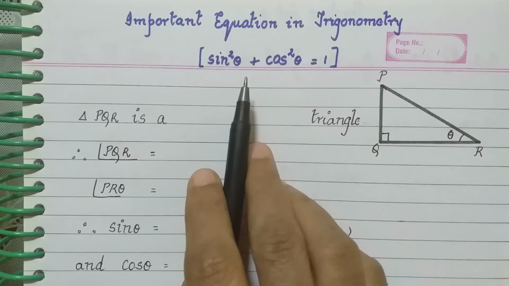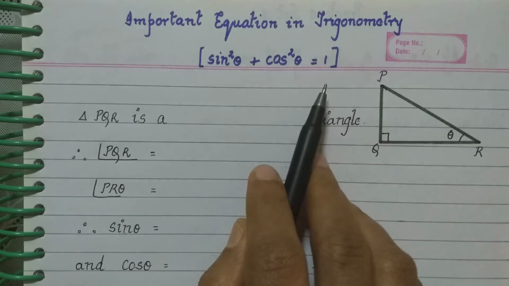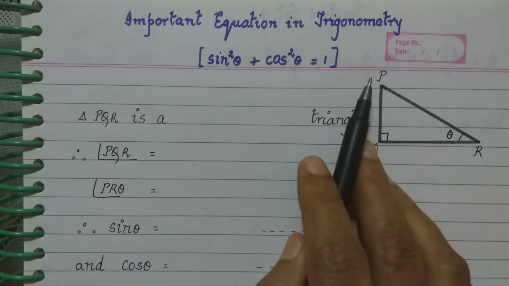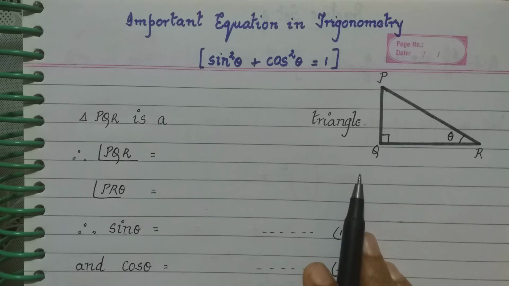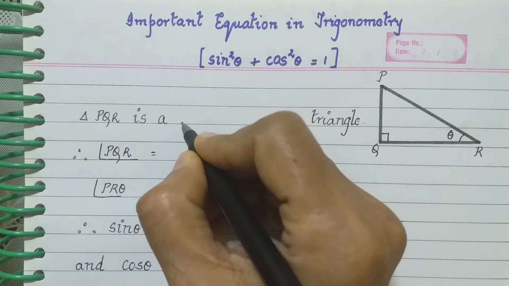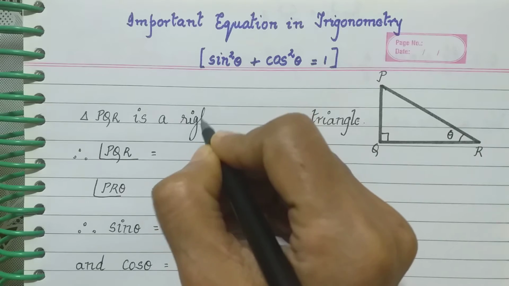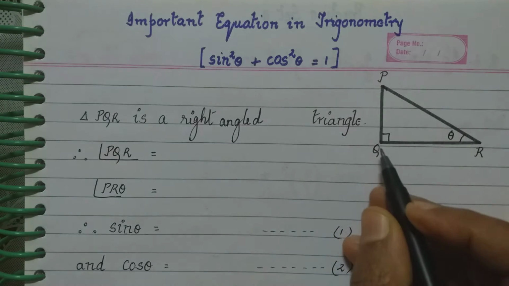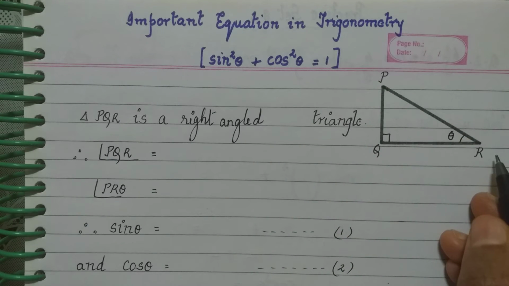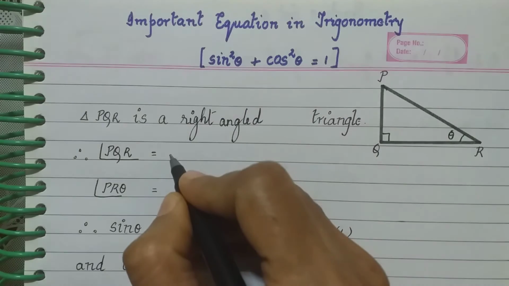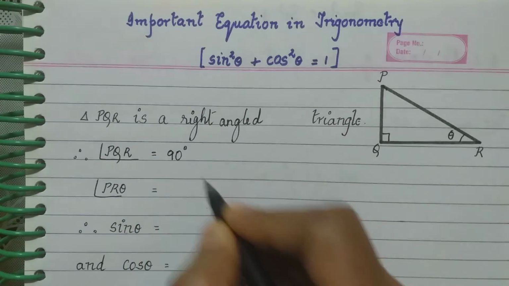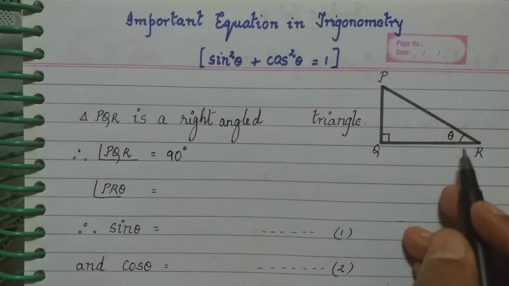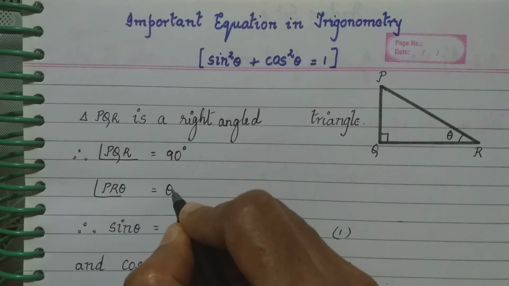Now let us see how we prove the equation sine square theta plus cos square theta equal to 1 using this right angle triangle PQR. Now triangle PQR is a right angled triangle. So one of the angles is a right angle, that is here angle PQR. So angle PQR is a right angle, means the measure is 90 degrees. Now angle PRQ is given as theta, so we write here theta.